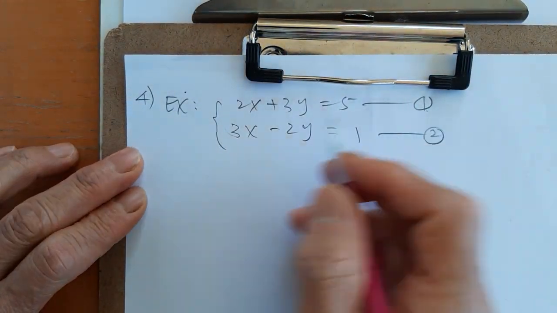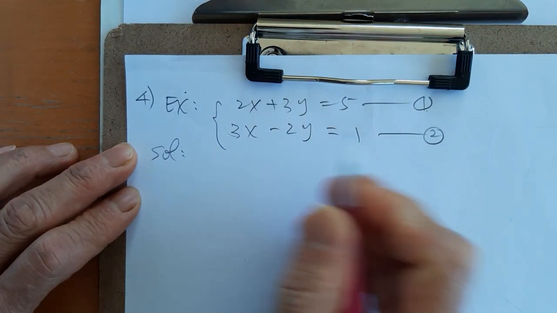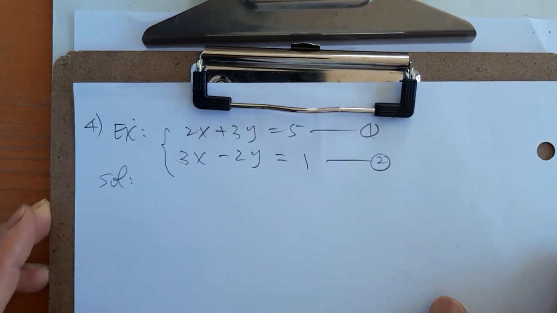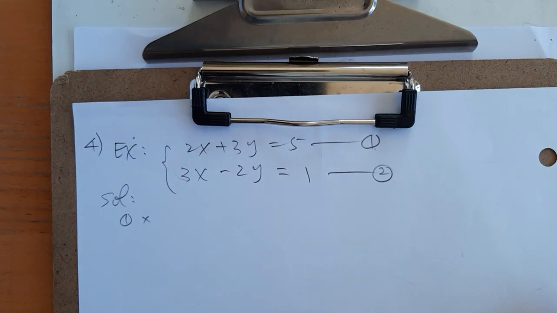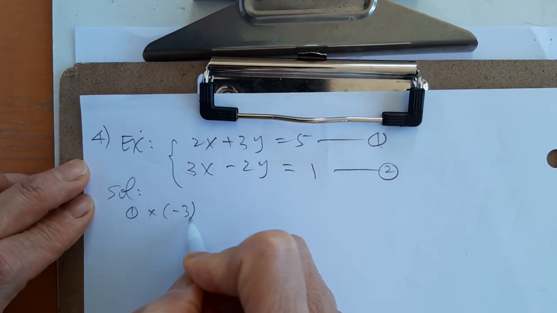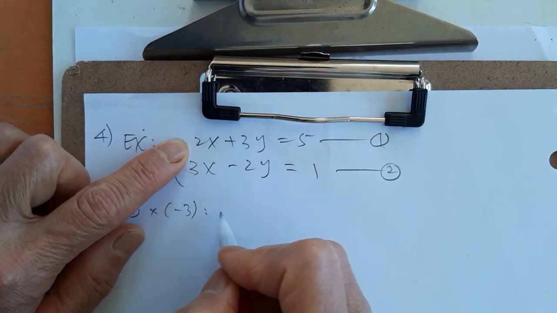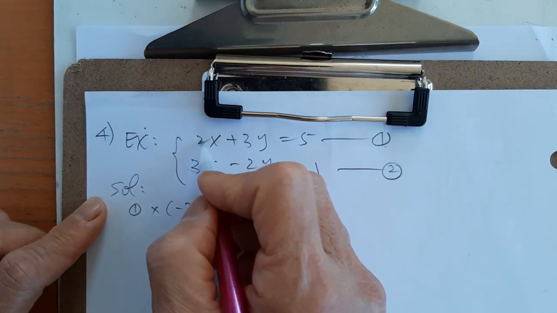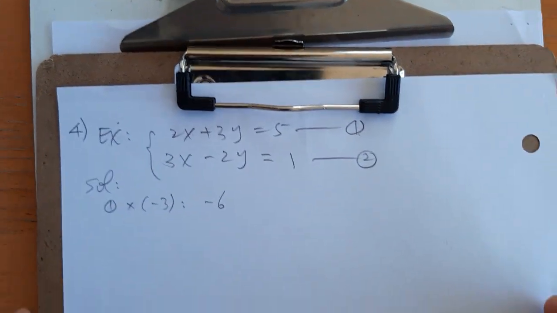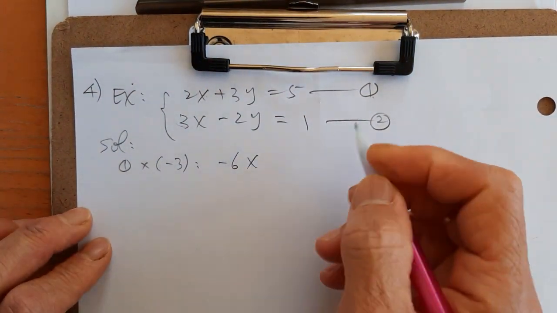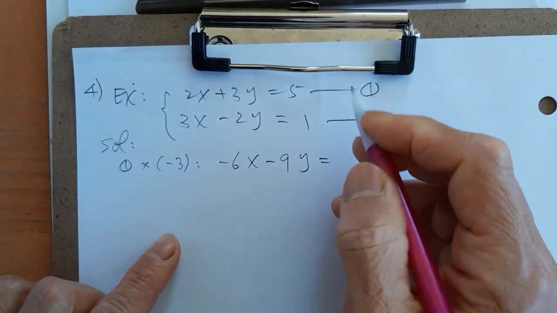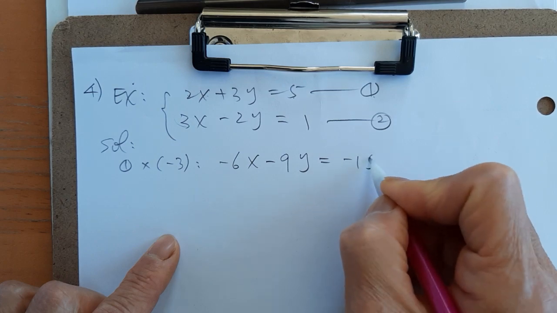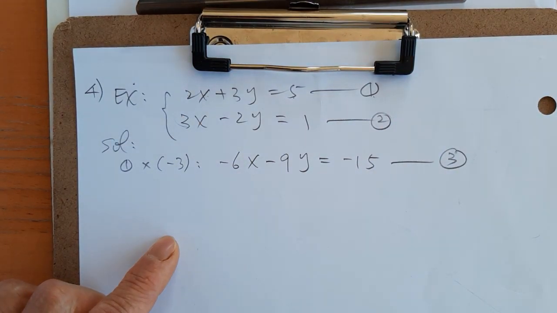So how to eliminate x? You do the first equation. First equation, here's a 2x, so you can times by what? Negative 3. Times by negative 3, you get negative 3 times 2x is negative 6x, and 3y times negative 3 is negative 9y, and 5 times negative 3 is negative 15. And you call this the third equation.